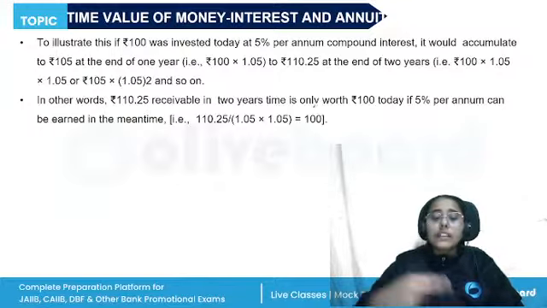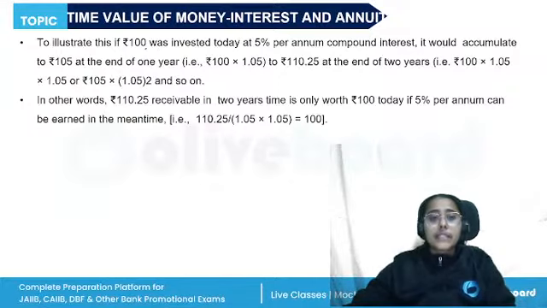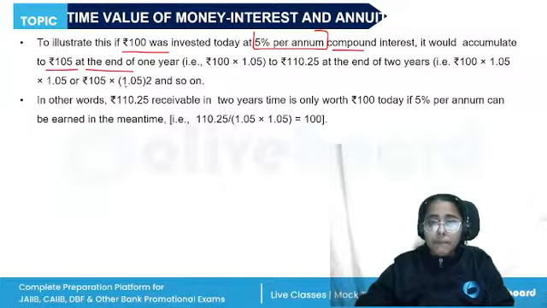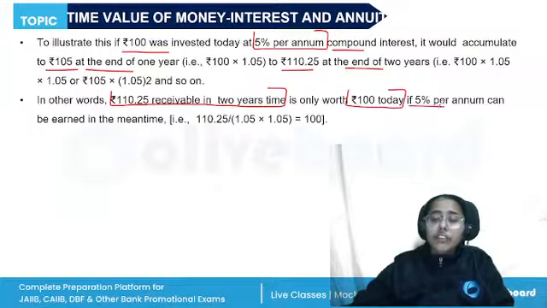To illustrate this, if rupees 100 was invested today at 5% per annum compound interest, it would accumulate to rupees 105 at the end of 1 year, then 110.25 at the end of 2 years, and so on. In other words, 110.25 receivable in 2 years' time is worth only 100 rupees today if 5% per annum can be earned in the meantime. So this is the whole concept of the time value of money.